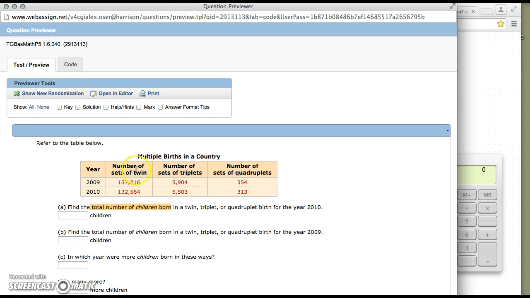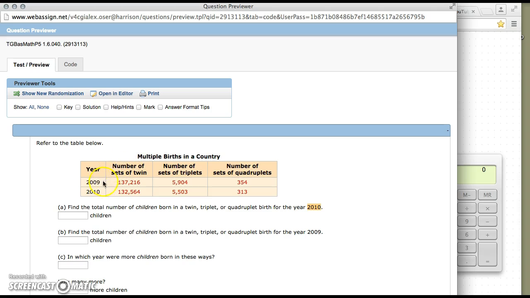Specifically, we need to remember that if a set of twins is born, that means 2 children are born. If a set of triplets is born, 3 children are born. And if a set of quadruplets is born, then 4 children are born. So we need to do the math to figure out the total number of children born in any of these sets for the year 2010 first.